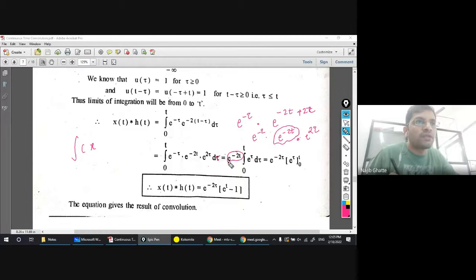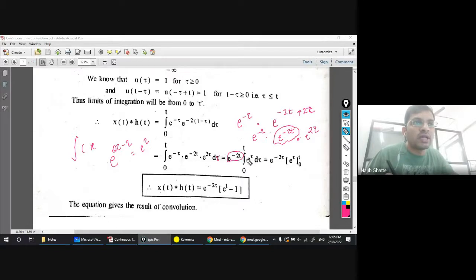Now what I'm left with, sir? I'm left with e raised to 2 tau and e raised to minus tau. So I can write here e raised to 2 tau minus tau because bases are same, sir. If bases are same, then multiplication is nothing but addition. If division, then what? Subtraction in case of powers. So 2 tau minus tau will become what, sir? e raised to tau. So you have only e raised to tau inside.